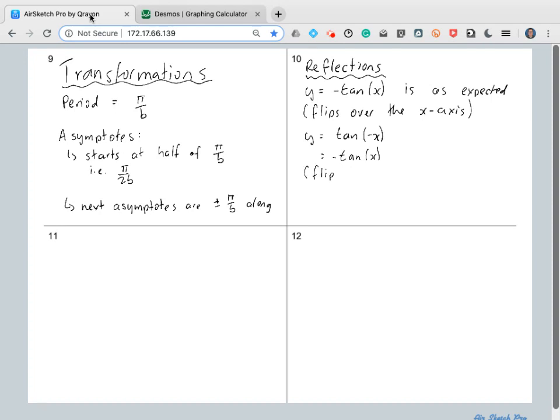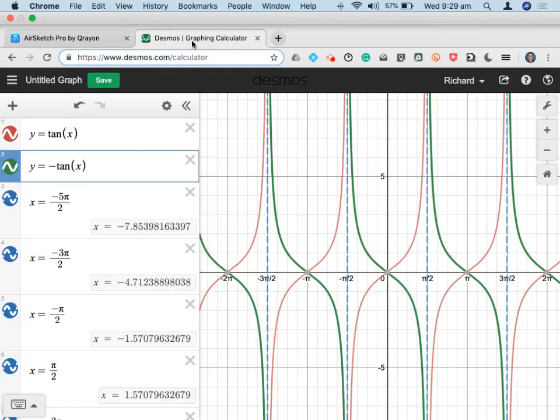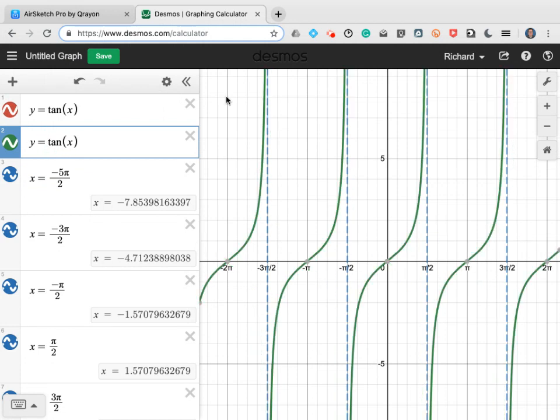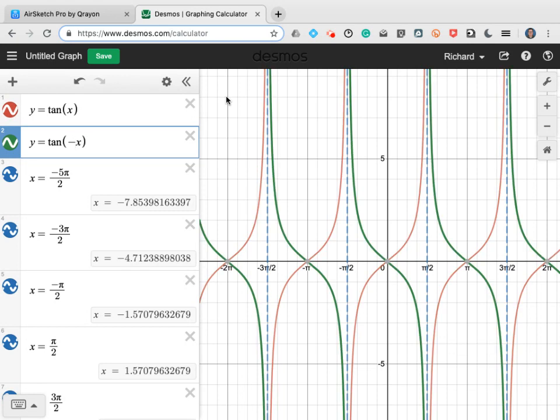So if there's a negative anywhere, it'll just behave the same way. If I go back to Desmos, I will come back to this screen, don't worry, you will see that if I go y equals tan x, it's the same now. If I go y equals negative tan x, there we go, it's exactly the same flip.